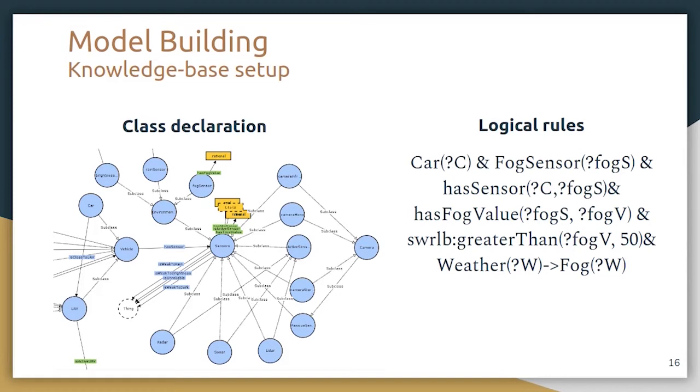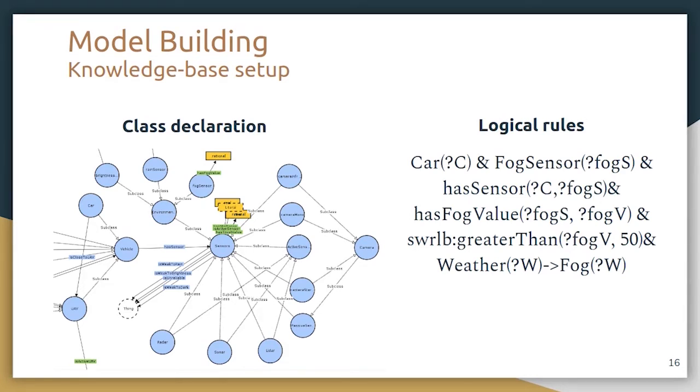Here you have a basic logical rule. Basically, we have a car with a fog sensor, and the fog sensor is calculating the value it's gathering, and if we detect that the value is over a certain threshold, then we can infer that there is fog in the area where we are, meaning that thanks to the elements stored in the knowledge base and the data gathered by the vehicle, we know that we are in a specific situation.